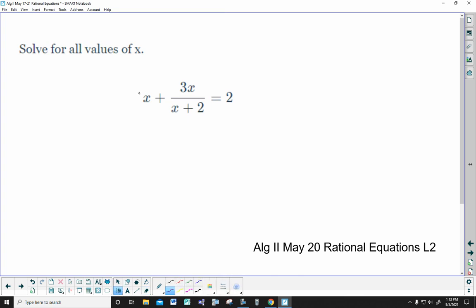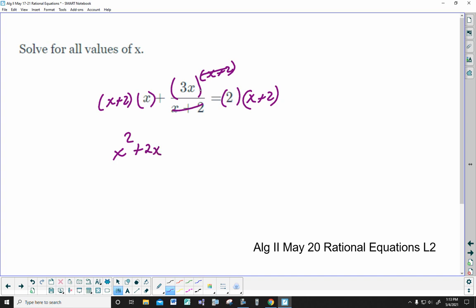Okay, so this one, you're going to multiply everybody by x plus 2. So here it cancels out. You've got x squared plus 2x. It's canceled, so you have plus 3x. So you got x squared plus 5x. So I didn't forget to add those together this time like I did last time. And then I'm going to subtract the 2x over. So that equals 4 now.